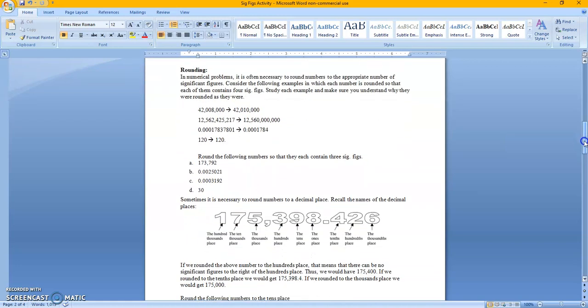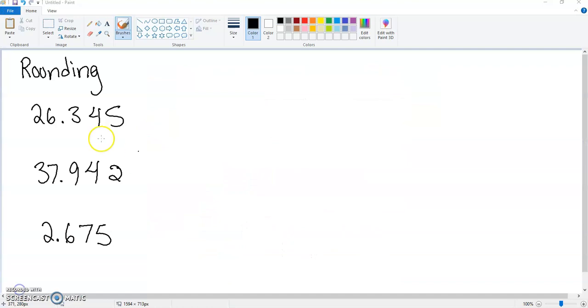The next thing we need to go over is rounding. Let's say that you have calculated something, for example density, mass divided by volume, and in your calculator you get 26.345. It is only supposed to have 3 sig figs. So this one is a sig fig, this is a sig fig, and this is a sig fig.